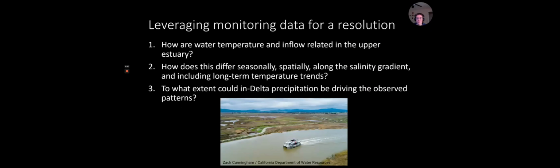So we decided to leverage monitoring data to resolve this question. Our main questions are on the slide here. So first of all, we asked how are water temperature and inflow related in the upper estuary? Then we asked how does this differ seasonally, spatially, along the salinity gradient, and including long-term temperature trends? And lastly, to what extent could in-delta precipitation be driving the observed patterns?